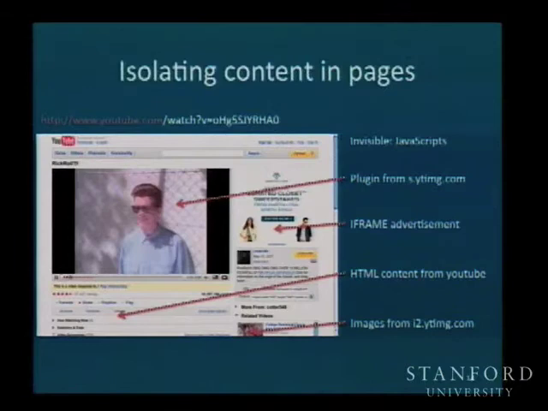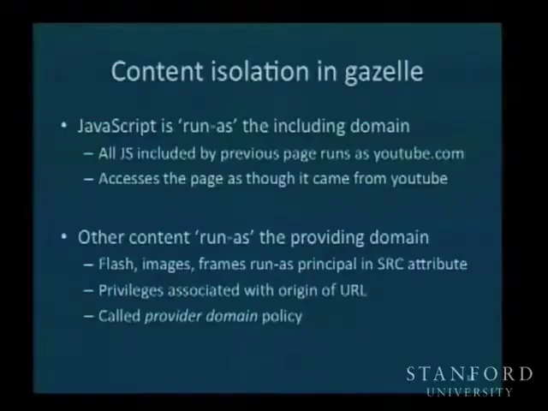Then we have the HTML content and the rest of the text for the page, which in this screenshot is probably not the majority of the content. Another type of content we see here is the images that are displayed. The images come from yet another domain, in this case i2.ytimg.com. So this single page is made up of content from all over the place, and all this content is composed into a single page by your browser. What Gazelle is going to do is isolate the content appropriately and provide mechanisms for sharing on top of that. We have two different ways of combining content in Gazelle. The first is where we allow JavaScript to run as the including domain. Run as means that when we run this content, it's given permissions associated with a certain domain.